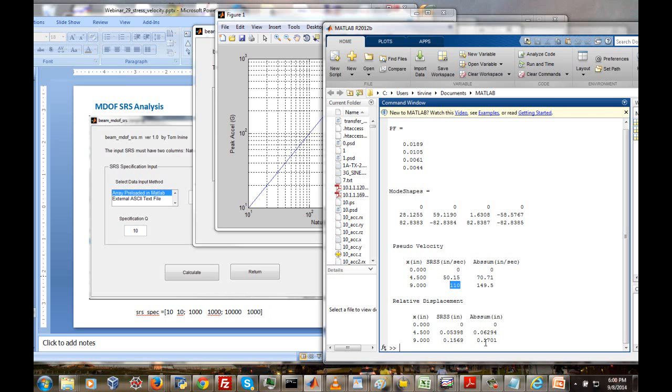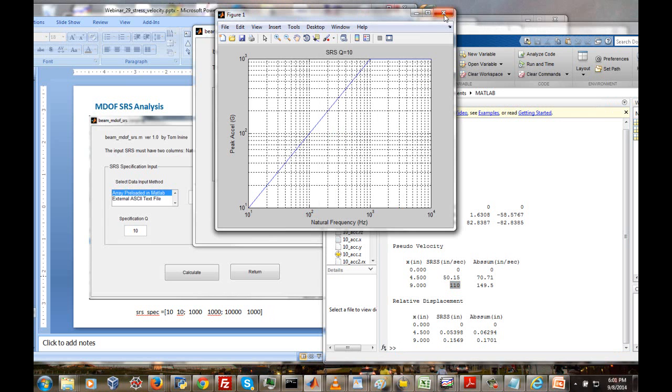Then the relative velocities. But the point is, knowing the pseudo velocity, we can go back and use our material and geometry coefficients and calculate the global maximum stress. In other words, this method bypasses the modal transient altogether. So this is a real quick and simple method that is easy to perform to get a ballpark estimate.